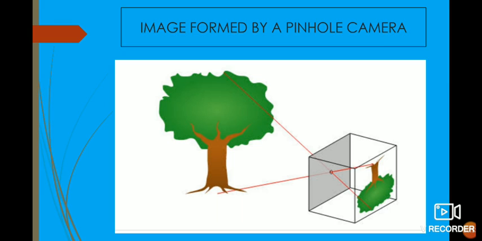Right? The image you see is not erect, but is inverted. You are able to get it on the screen, that is that butter paper, isn't it? So, what type of image is it? Real or virtual? Since we are able to obtain it on a screen, we call this image a real image. So the image formed by a pinhole camera is a real and inverted image.